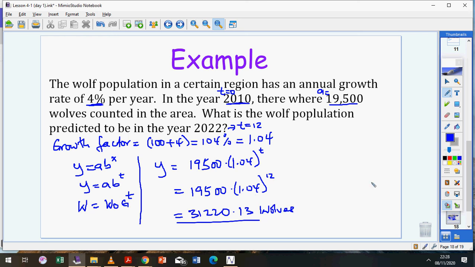The problem here is that wolves being natural things, a wolf is a natural thing, you cannot have 0.13 of a wolf or wolves or the team wolves FC. So the actual answer here is going to be 31,220 wolves, right? I round it down because I can't have 0.13 of a wolf.